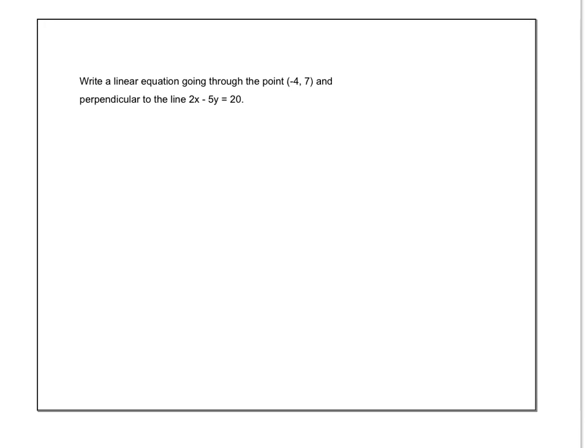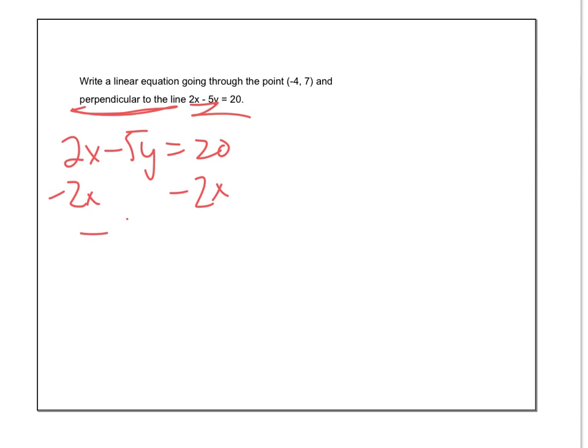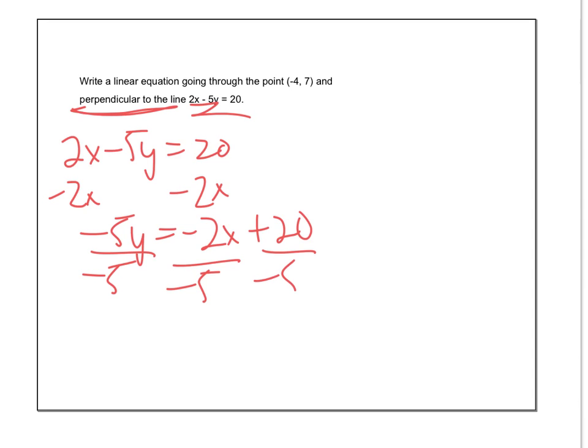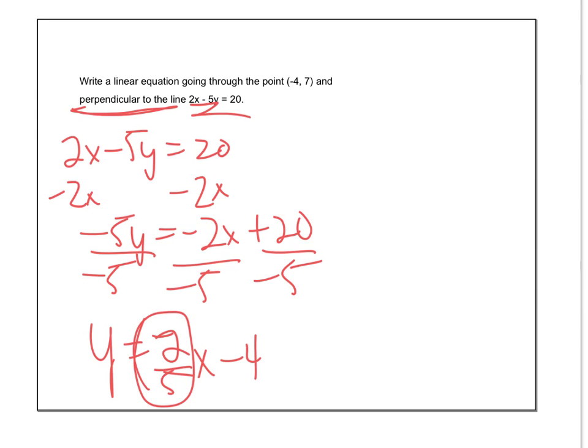All right, last one here. Let's do this one. Perpendicular to the line 2x minus 5y. So we've got to do a little work ahead of time. This problem is going to take a little bit. So I want to subtract 2x, subtract 2x. All I'm doing is getting this into slope-intercept form, so I can recognize that the slope of this line is 2/5. But that means that the slope that I want is not 2/5. The slope that I want is going to be negative 5/2.